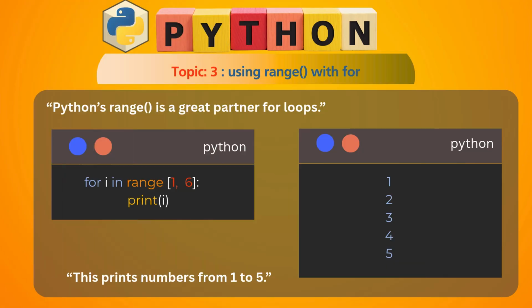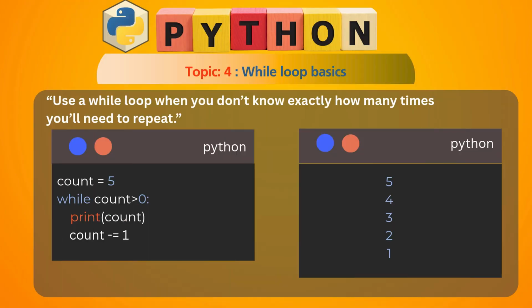Now we will move on to the second topic, using range with for. For i in range(1, 6): print(i). It gives what are the numbers between 1 and 6, that is 1, 2, 3, 4, 5. That will be printed. This for i in range(1, 6) will print 1 to 5, not 6.